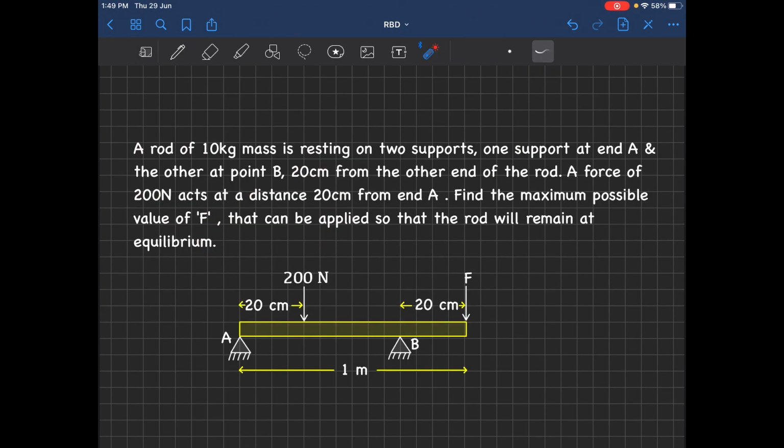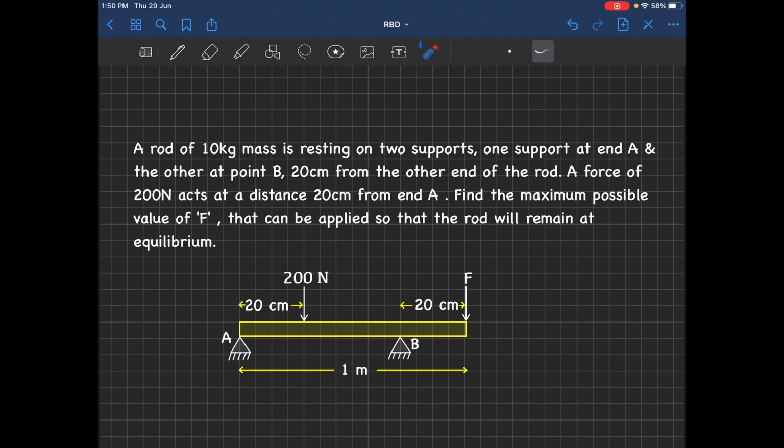This is equilibrium problem 2. A rod of 10 kg mass is resting on two supports, one support at end A, which is this end, and the other is at point B, 20 centimeter from the right end. Now a force of 200 Newton acts at a distance 20 centimeter from end A right here. Find the maximum possible value of F, which is acting at the right end, so that the rod will remain in equilibrium.